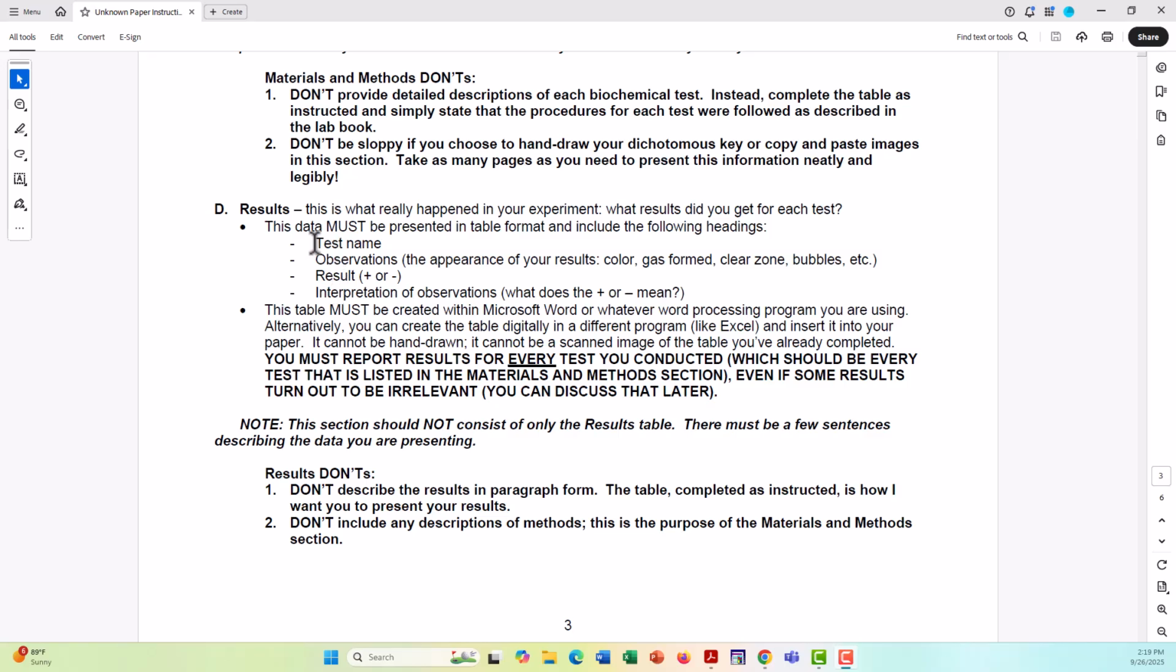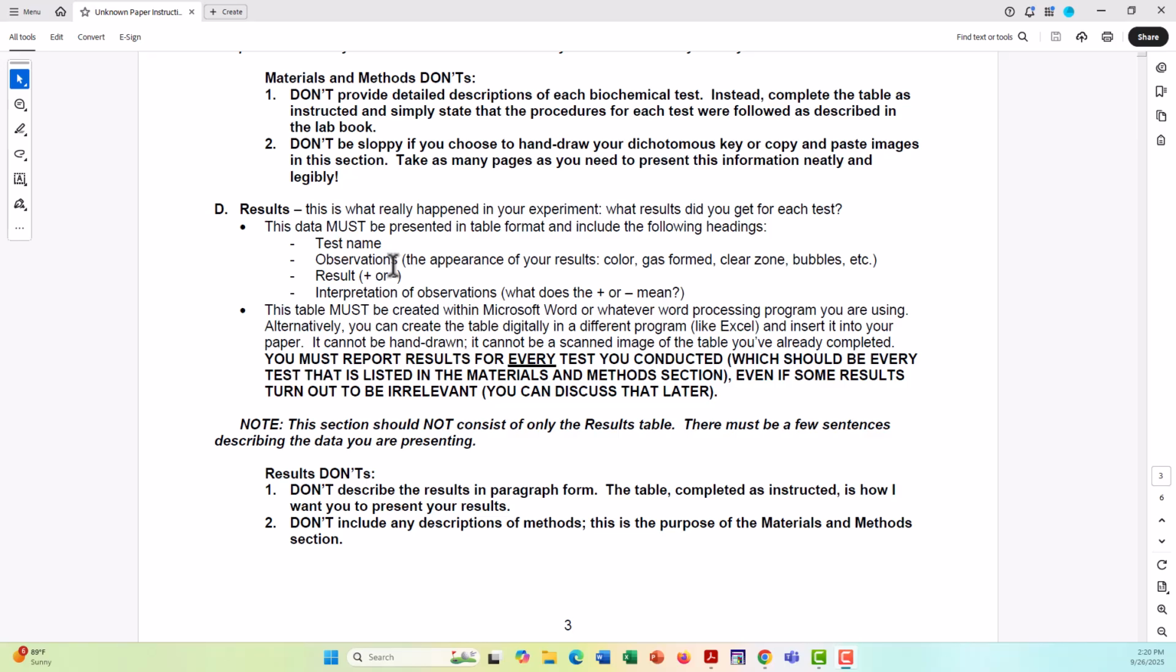Let me remind you: the name of the test, your observations, meaning what did your results look like? So what did the test look like when you were done with it? What color? Was there gas? Is there a clear zone? Whatever you're looking for in that test. And then what is the result? Is it a positive result or is it a negative result?